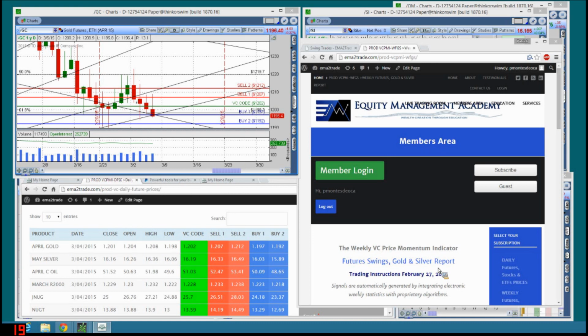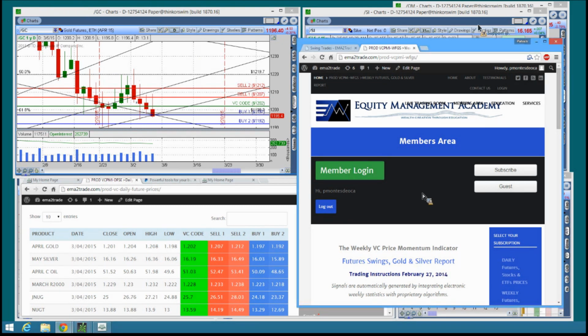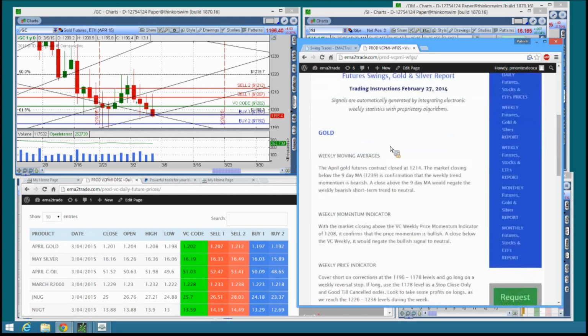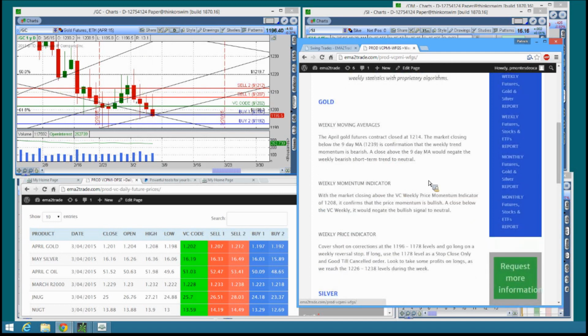On this segment, what I would like to do is to review the weekly report that was published on February 27th, which was last Friday, anticipating basically the activity or the action for this week. And what I want to do is basically take a look at the signals and see what the market has done since last Friday, as the algorithms were basically guiding us mathematically.